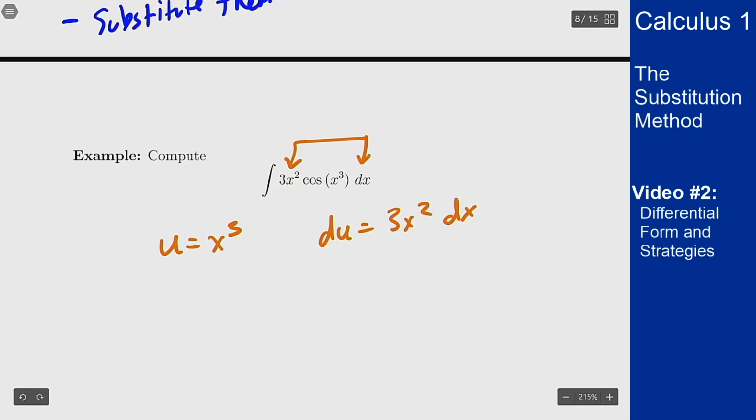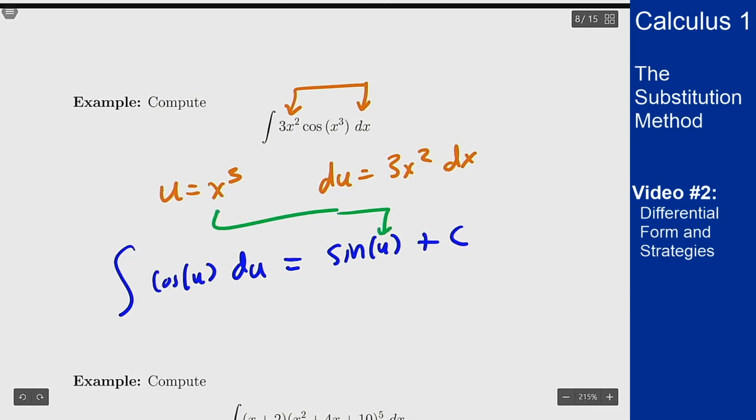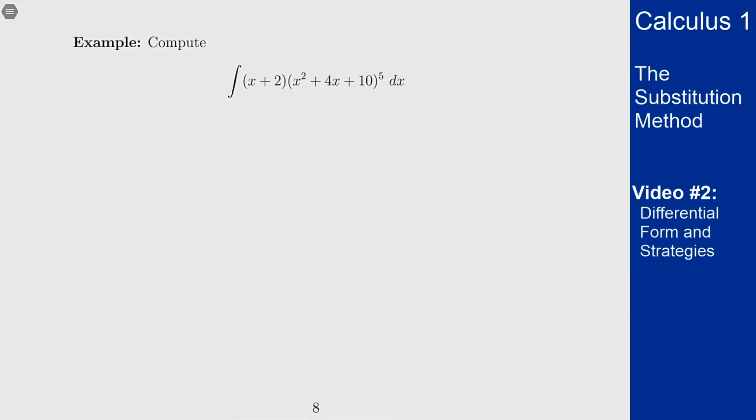So I can rewrite this integral now as the integral of cosine of u du that I can integrate to sine of u plus c, and then I can plug my u back in to get sine of x cubed plus c. That's the idea how this stuff usually works, and the answer will pop out like that. What about this one here?